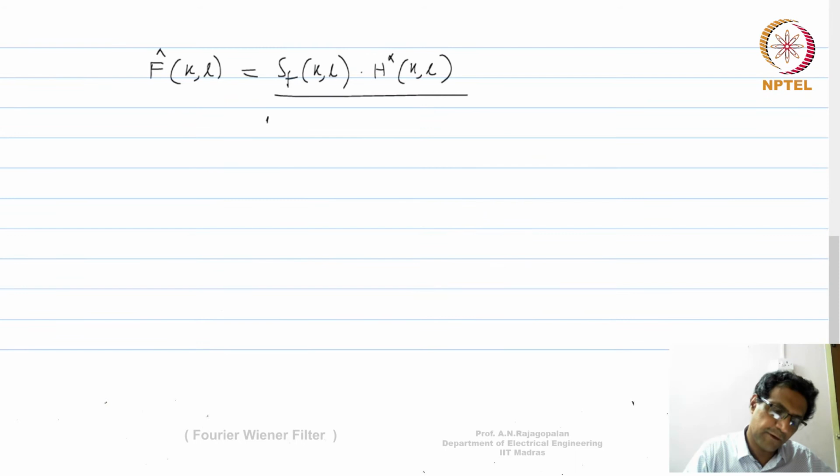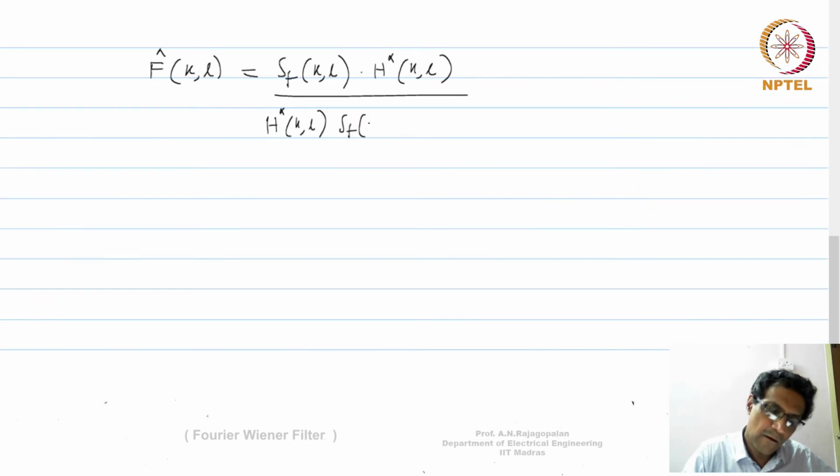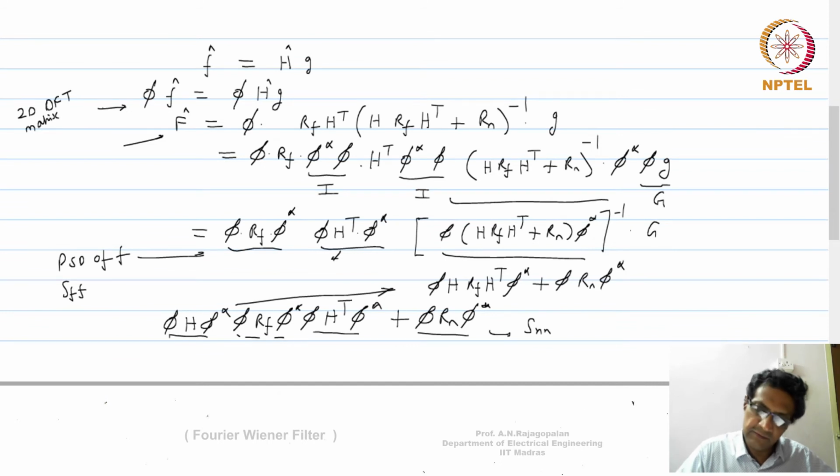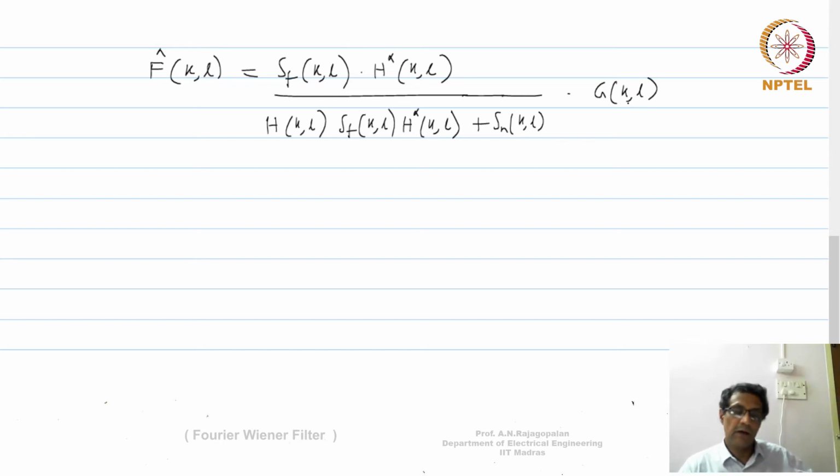Phi H phi star will be H of KL, into SF of KL, into H star of KL. This is H, not H star, because the first term is just phi H phi star. And phi H transpose phi star is H star of KL, and then plus SN of K comma L, the whole into G of K comma L, which is the DFT of the blurred and noisy image.